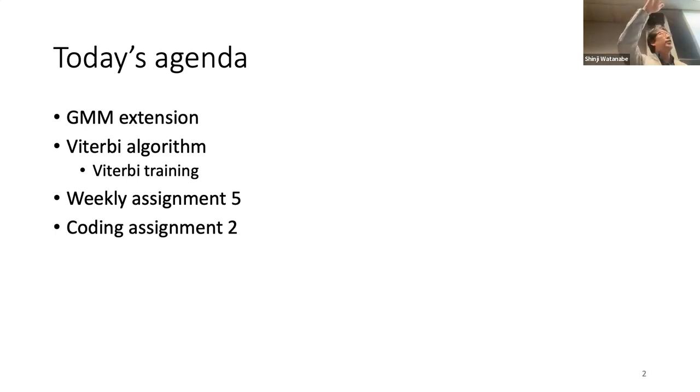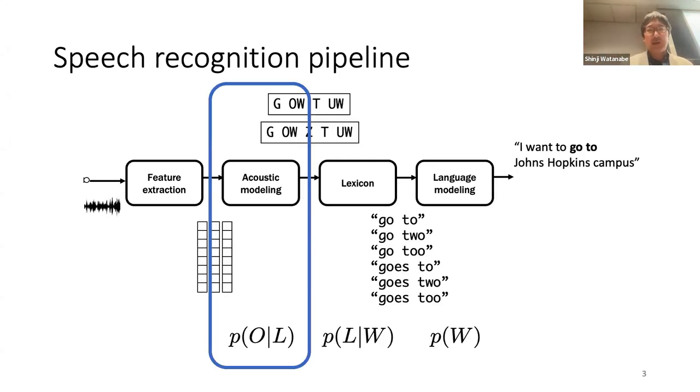And hopefully I can finish a bit earlier and then spend some time on the explanation of the coding assignment, which is actually one of the most important parts of this lecture. The coding assignment is about the HMM. Okay, so let's start to discuss the HMM.